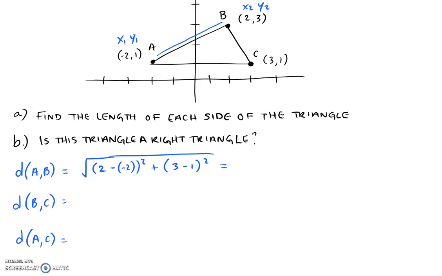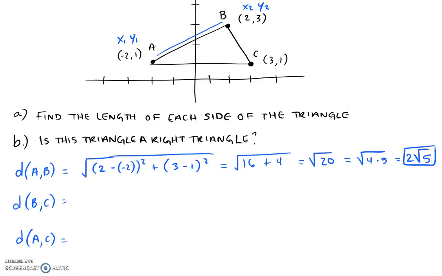Calculating that out would simply give us 16 plus 4. And then simplifying that out would give us a square root of 20. And if you'd like to simplify that even further, you could separate that 20 and say that that's 4 times 5. And then we can take the square root of 4, which would give us 2 square root of 5.